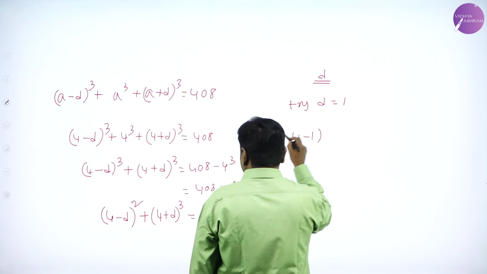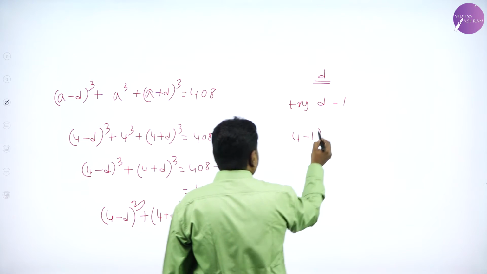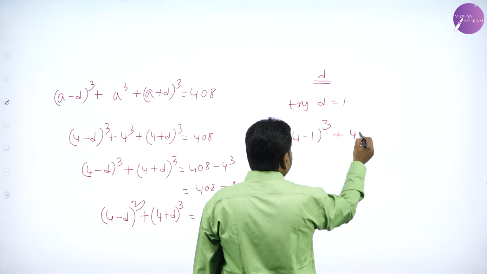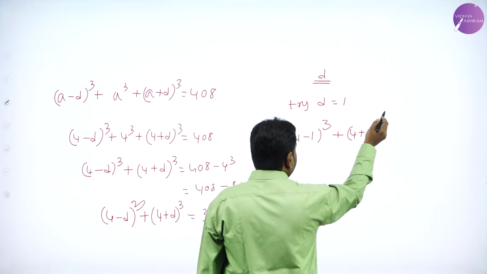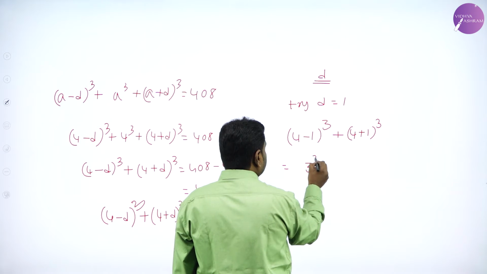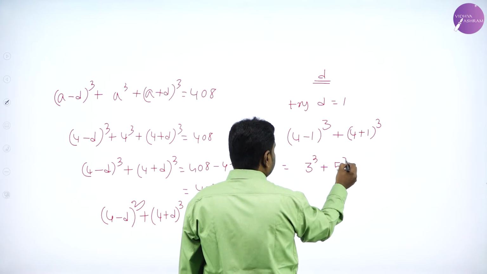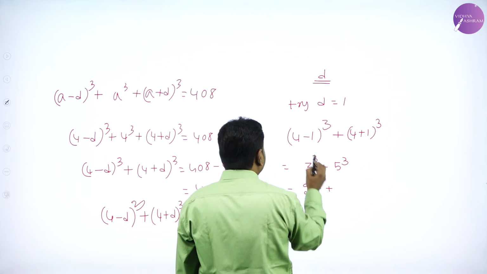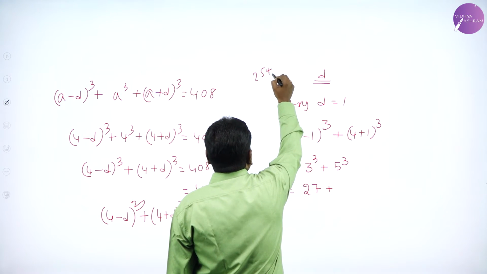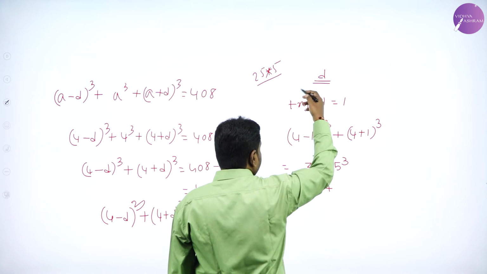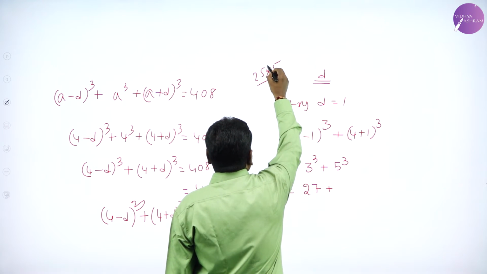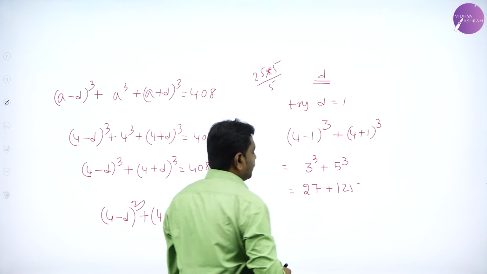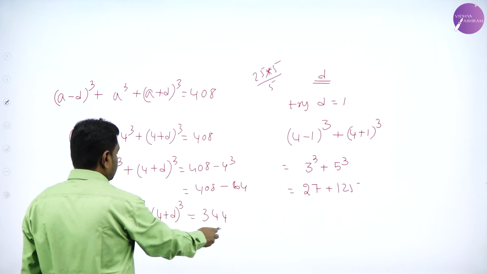4 minus 1 cube plus 4 plus 1 cube. Does it give the RHS or not? We'll see. 3 cube, 5 cube. 3 threes are 9, 3 nines are 27, 5 fives are 25, 25 fives are 125. It fails. I don't get this 344.